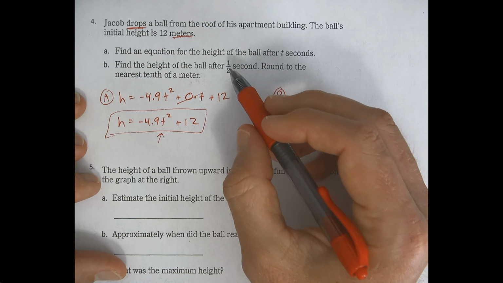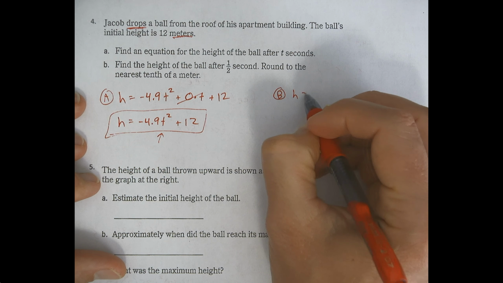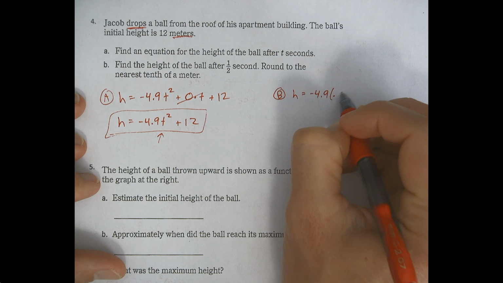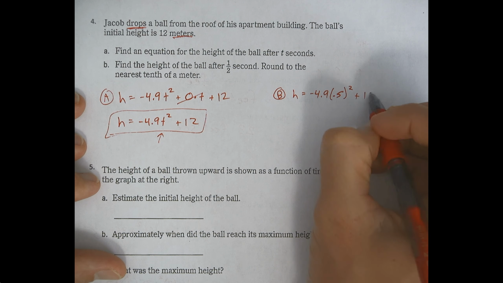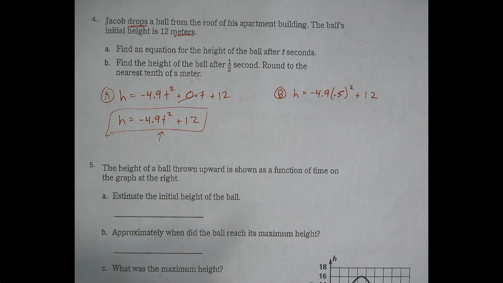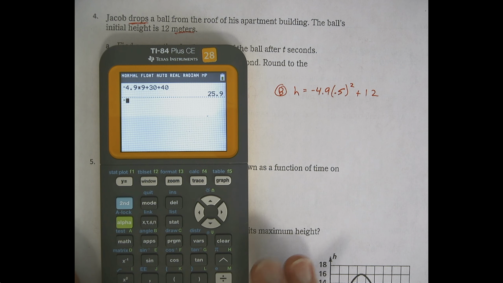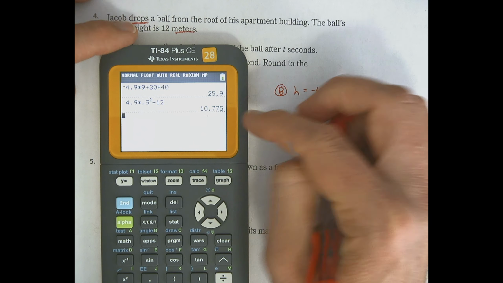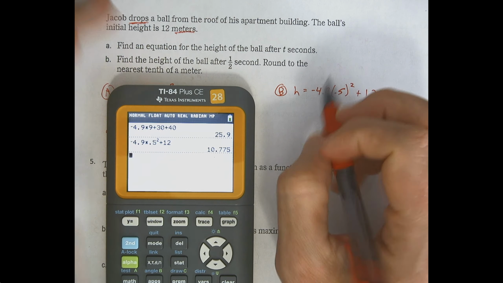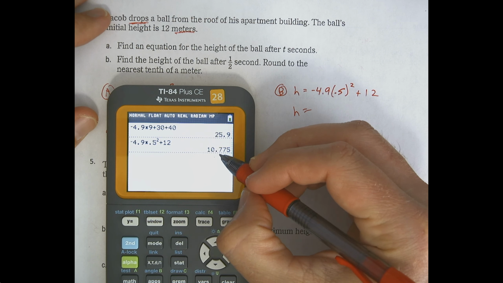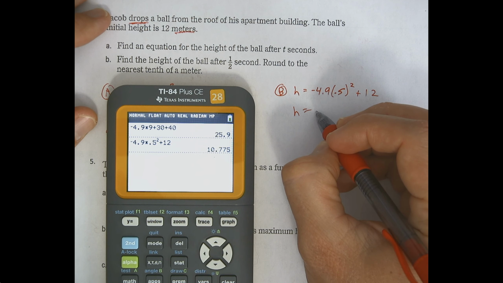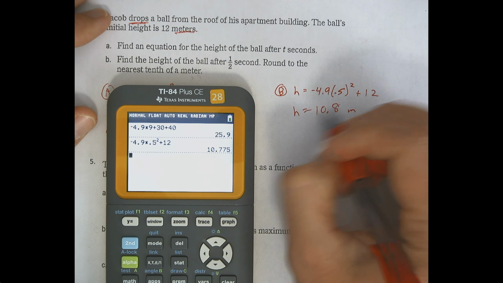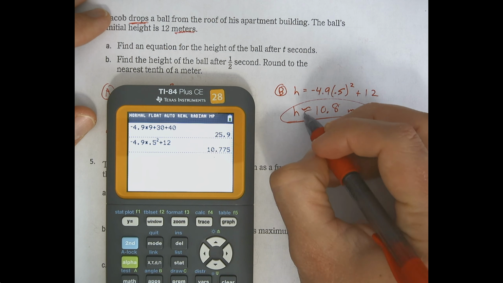So find the height of the ball after half a second, 0.5. So H equals negative 4.9 times 0.5 squared plus 12. So let's plug it in. Negative 4.9 times 0.5 squared plus 12. And you could round this if you want. Oh, it says round to the nearest tenth, so we need to round it. Tenth is the first spot. 7 will bump this 7 up to an 8. So 10.8 meters. Since we rounded, you technically want to put a squiggle here.